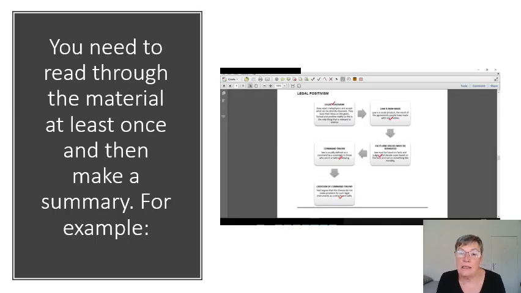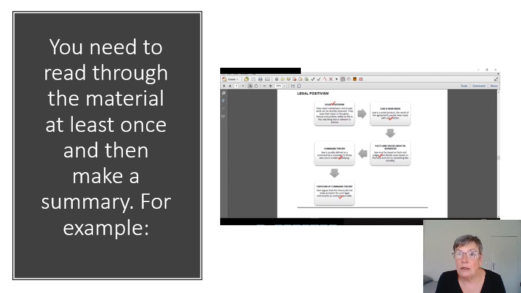Okay, so as I said, you need to read through the material at least once and then make a summary. Usually, it will take you 2 read-throughs or perhaps 3 before you understand everything. But the making of the summary is the important bit here. What I have here as an example is something taken from a student from last semester, where for one of the portfolio assessments, they had to do a summary of ideas in legal positivism. The summary is not necessarily 100% correct, but it gives you an idea of what such a summary could look like in graphic format.